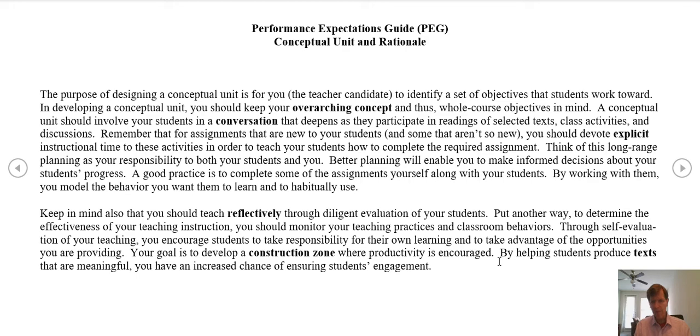This is going to be very helpful for you as you design your unit of instruction, because I try to walk you through how to do each and every part of your conceptual unit.